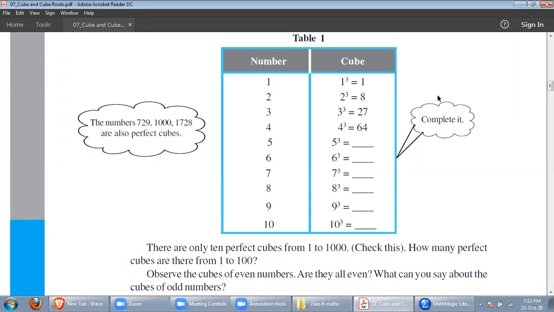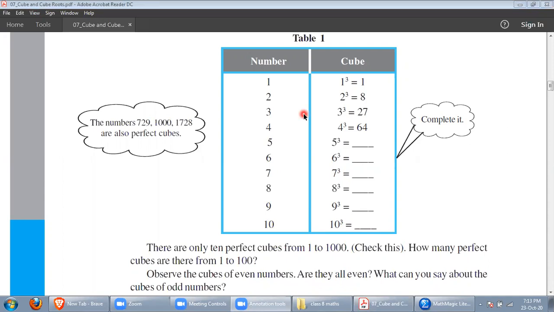So cubes are nothing but a multiplied 3 times. That means a into a into a. That is a cube. So 2 cube is nothing but 2 into 2 into 2. That is 8. 2, 2 is 4, 4, 2 is 8. So 1 cube will be 1. 1 into 1 into 1. 1, 1, 1. Then 1 into 1 again 1. So 3 cube is 27.